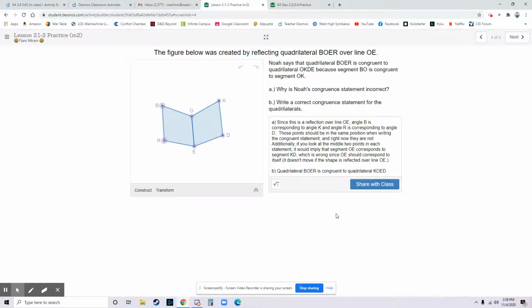You can read my response here, but again, it basically boils down to the letters being in the wrong order, right? B should correspond to K. So a correct statement would be something like this. BOER is congruent to KOED.